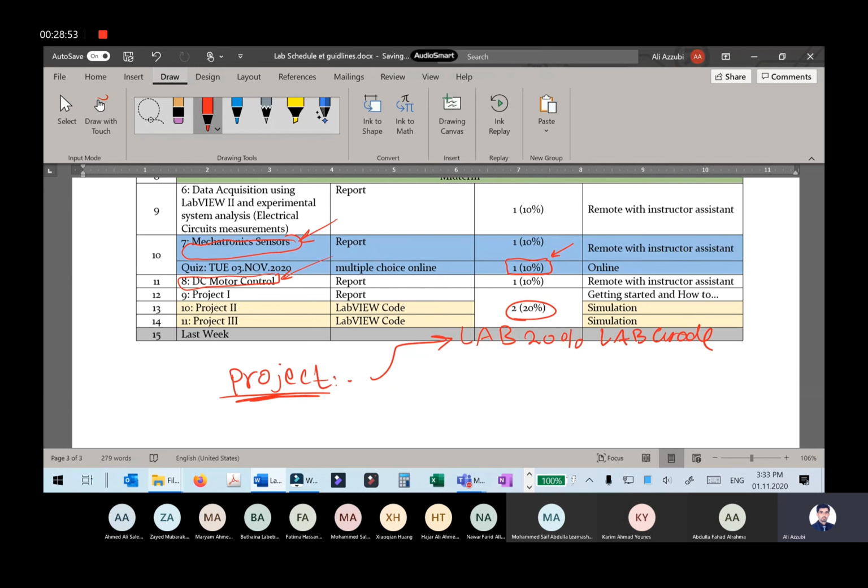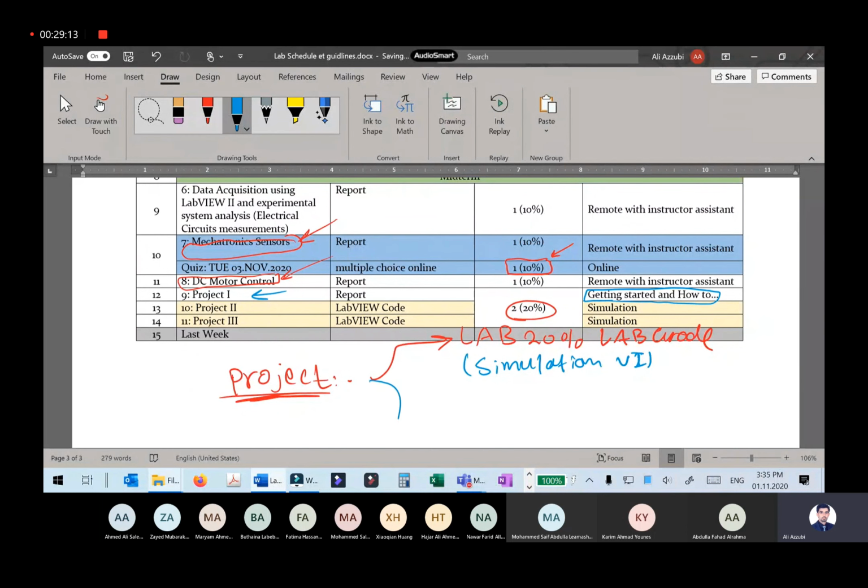What you'll give me here is simulation VI. You will discuss projects when we come here. This lab here is just getting started, and we will discuss how you can get started with the project. So basically this is simulation.